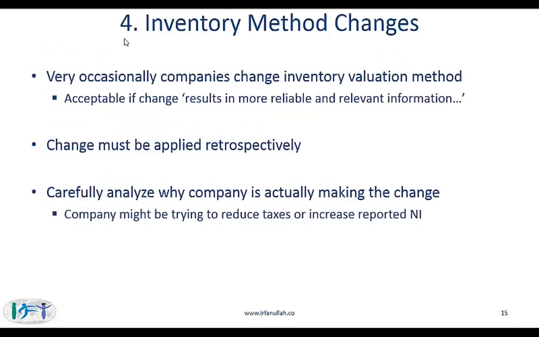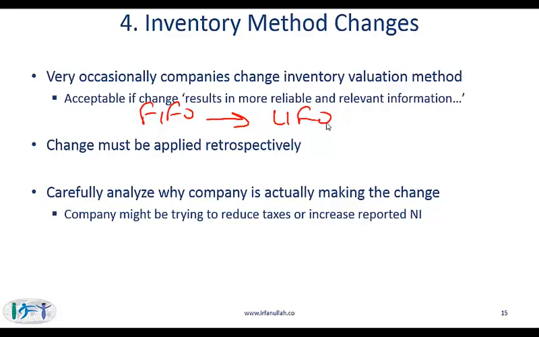Coming now to section 4, inventory method changes. Very occasionally companies change the inventory valuation method. What does this mean? A company has been using FIFO, and from FIFO it is moving to LIFO. This is acceptable if the company can justify that this change results in more reliable and relevant information.